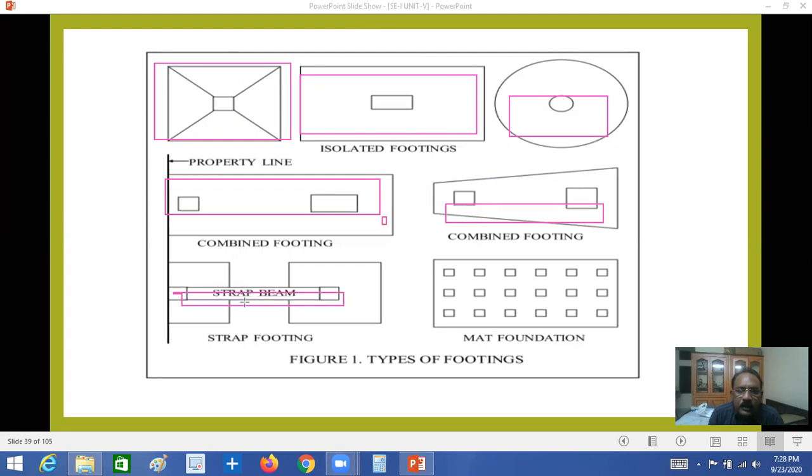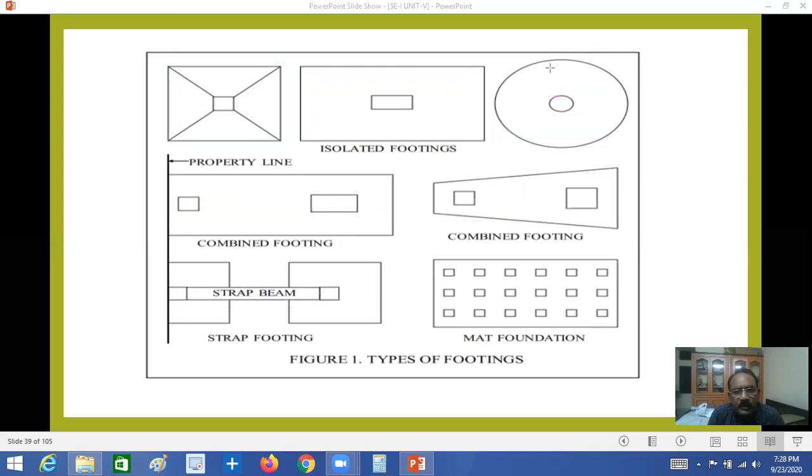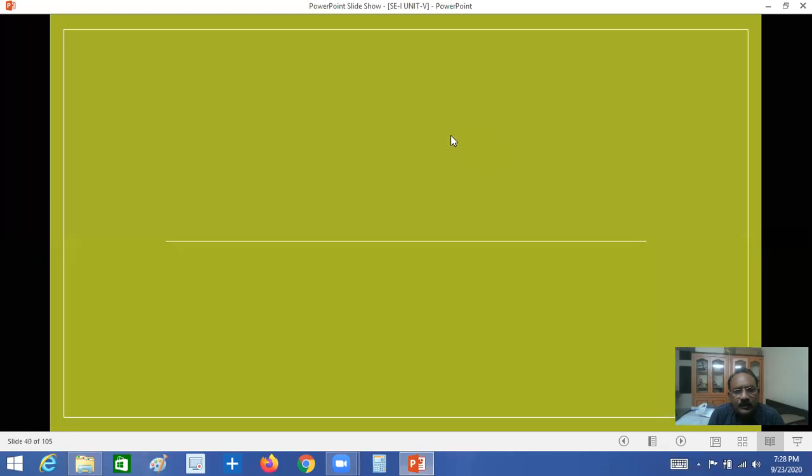Wherever the total area is not possible, we'll have a connection between two footings. This is a mat footing. Generally, wherever columns are near, we follow this mat footing, and also whenever weak soil is there, we'll go for mat footing. These are different types of foundations: isolated footings, combined footings, strap footings and mat footings. If the soil is sandy soil, we'll go for pile foundations. These are the different types of footings.